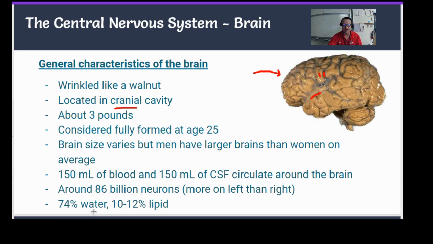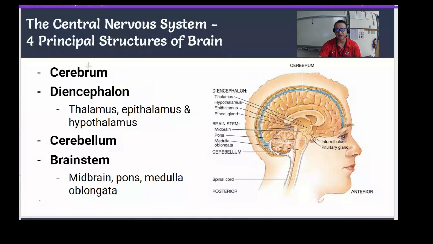It's made of 74% water, 10 to 12% lipids. Remember, most of that lipids is going to be the myelinated axons. And of course, it's also made of carbohydrates and proteins as well. So these are some general characteristics of the brain. And now the 4 principal structures that make up the brain.